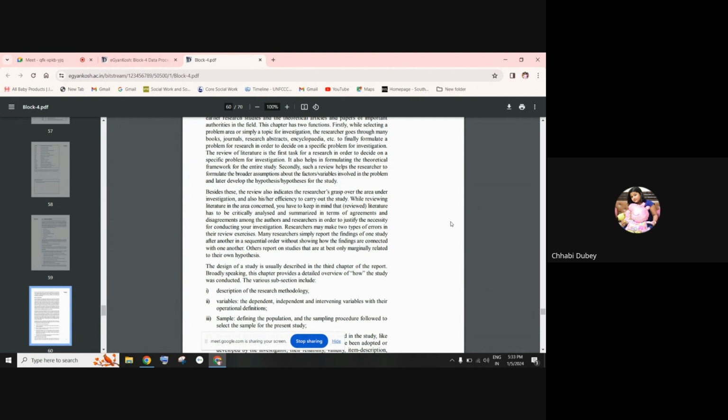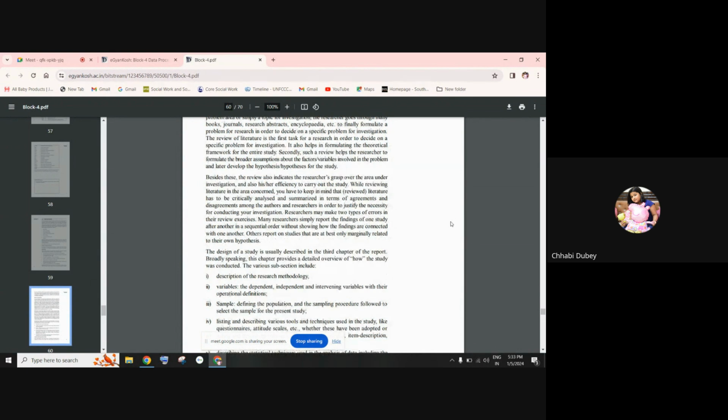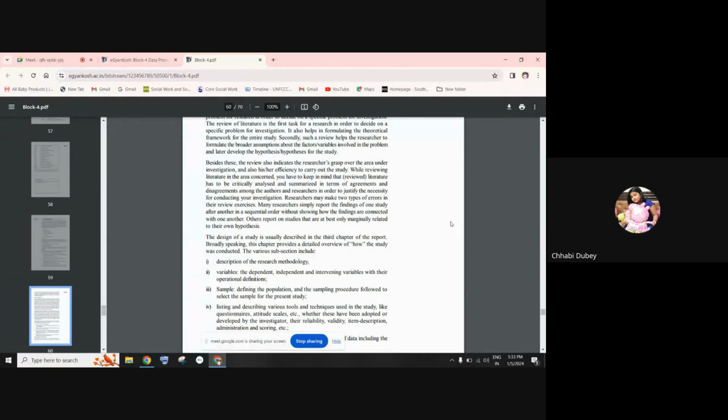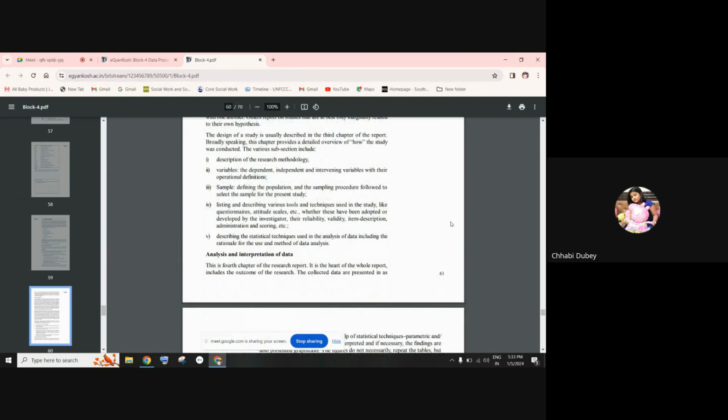We will also see how the sampling will be done. What type of sampling are we going to use? Are we going for a probability sampling, or a non-probability sampling? Here, we are going to discuss the sampling process in detail. Then, listing and describing the various tools and techniques used in the study will also be discussed, like maybe we use questionnaires, attitude scales, etc. Whether these have been adopted or developed by the investigator, their reliability, validity, item description, administration, scoring, all of these things will be included here.